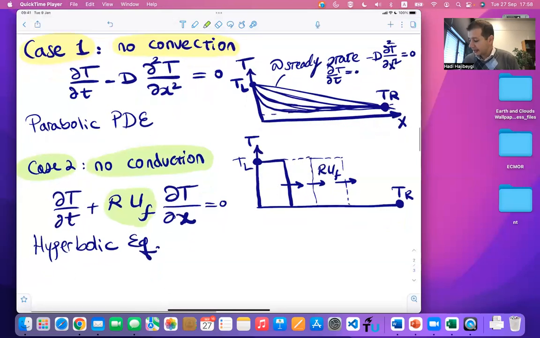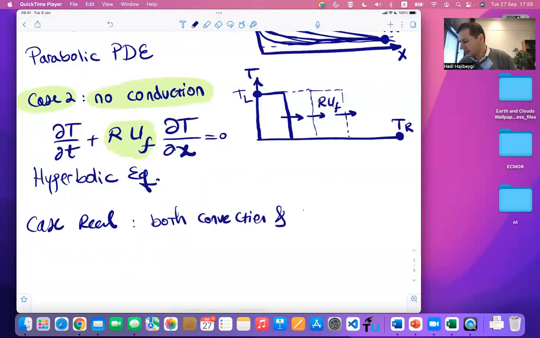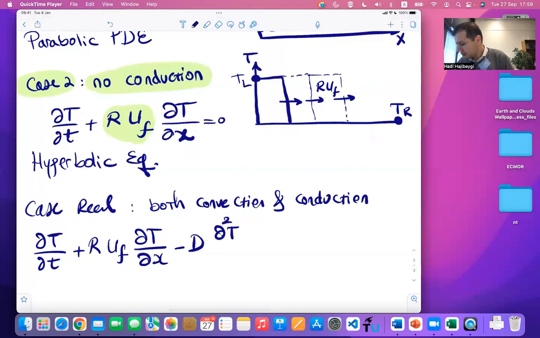What is the real case, real life? Instead of case 3, let me call it case real, which has both convection and conduction present in the system. That would mean my temperature profile over time is rho u_f times the change of temperature with respect to x, minus the conductive heat flux, d2T/dx2, equals 0. Both of them are present.